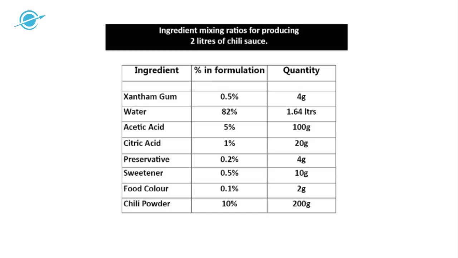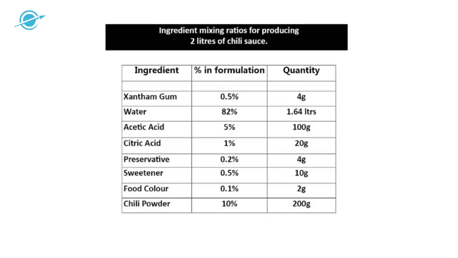We are also using a sweetener, in this case the saccharin, and we are using 0.5% of the saccharin. So 0.5% in making 2 liters will be 10 grams in total.